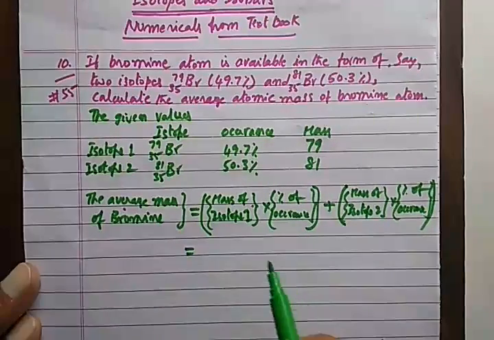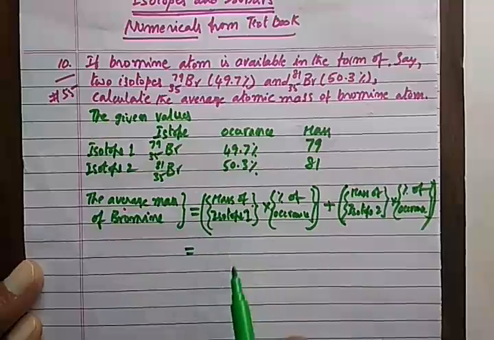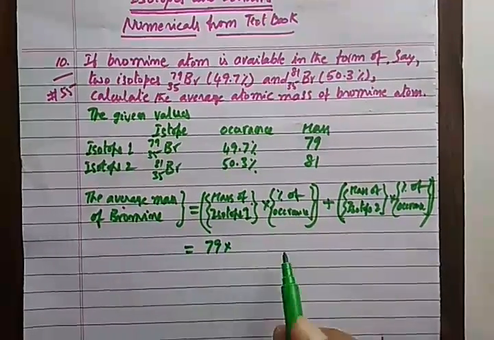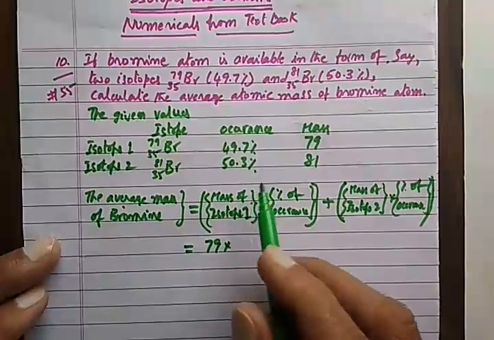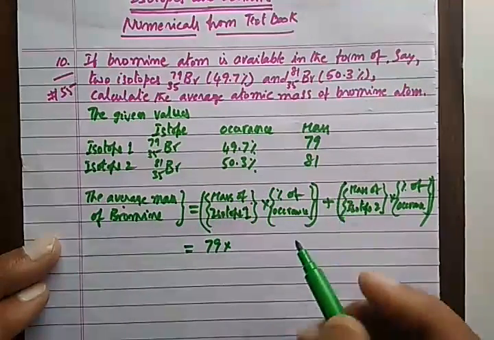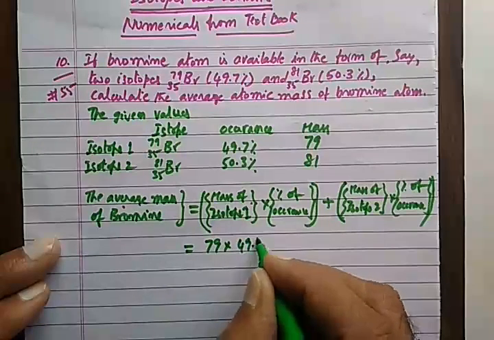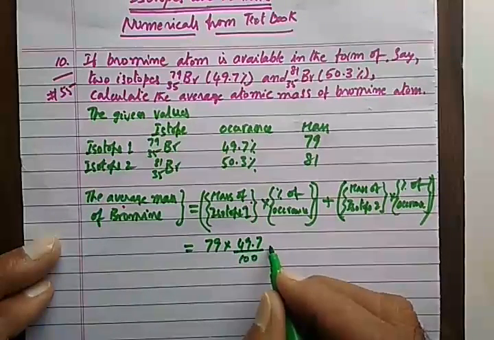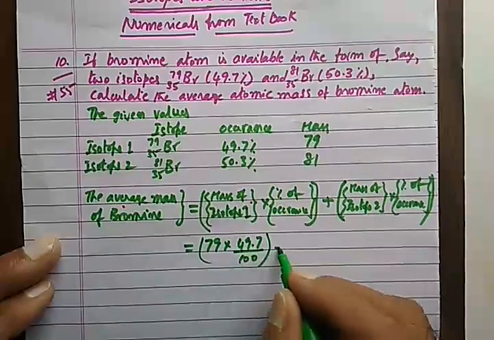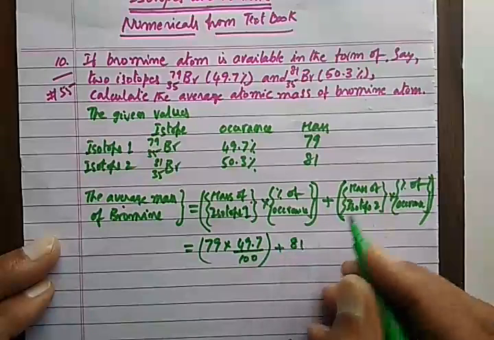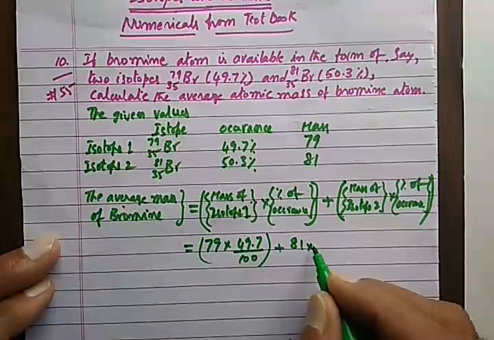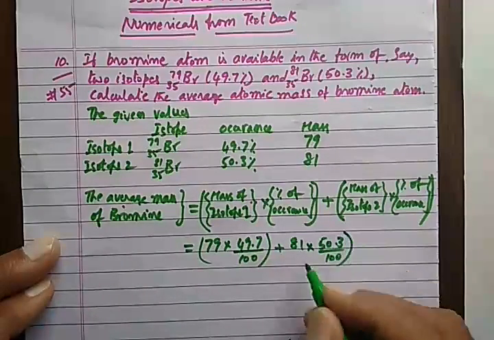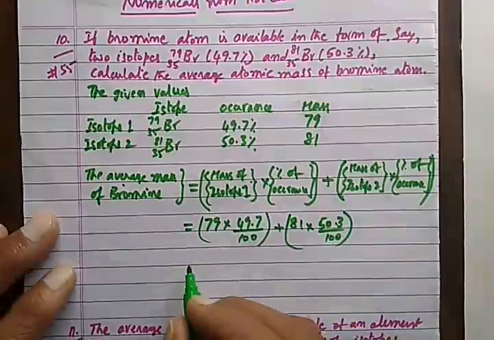Now substitute the values. Mass of isotope 1 is 79. The percentage of occurrence is 49.7. Here in terms of percentage, I'll put 100 here, put a bracket, plus next one is 81, mass of the isotope 2, into percentage of occurrence is 50.3 by 100.